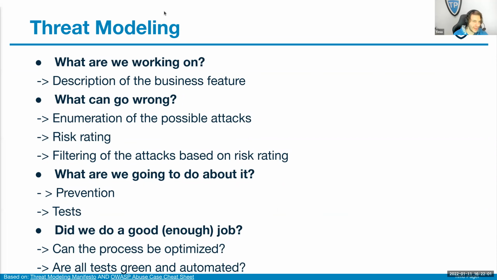I think we've been at what can go wrong. So that is where we start to create abuse cases, for example. And then we come to the question, what are we going to do about it? So you need to find a prevention, and you should consider writing tests for that prevention mechanism. There are different things where I would write different tests. I will come to that later.